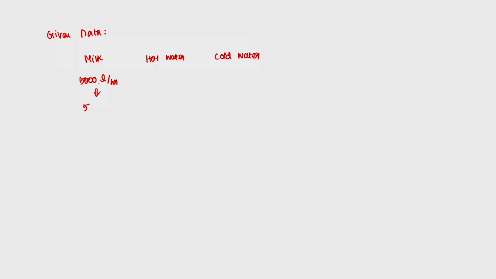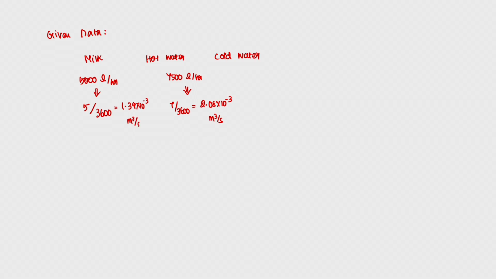Because 1 liter is 10 to the power of minus 3 meter cube, so 5 upon 3600 seconds, which is coming around 1.39 into 10 to the power of minus 3. And the water side is given as 7500 liter per hour, same conversion goes here. So, 7.5 upon 3600, which is nothing but 2.08 into 10 to the power of minus 3. This is in meter cube per second. Later we will convert to kg per second. In the cold water side nothing is given.